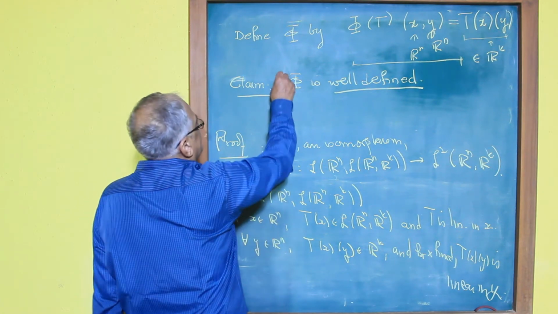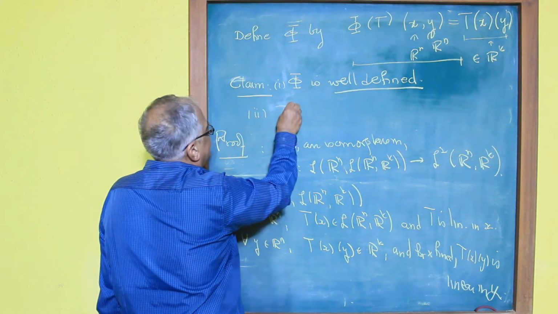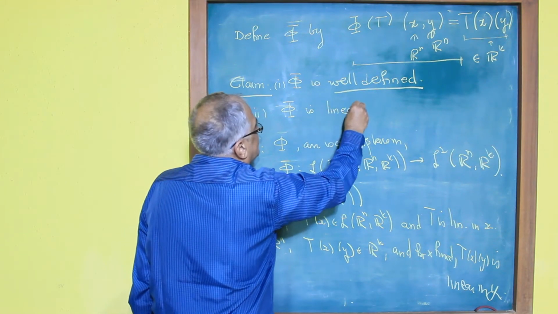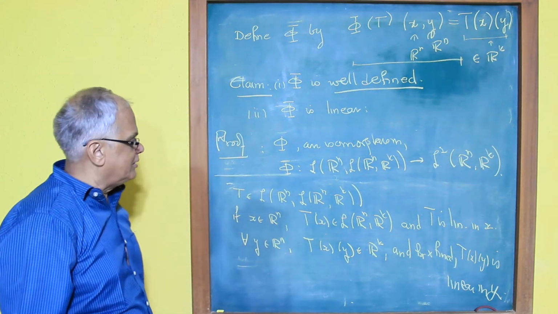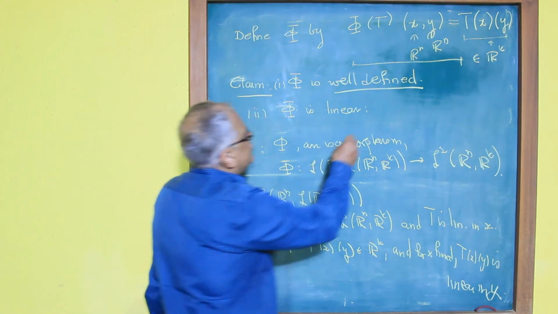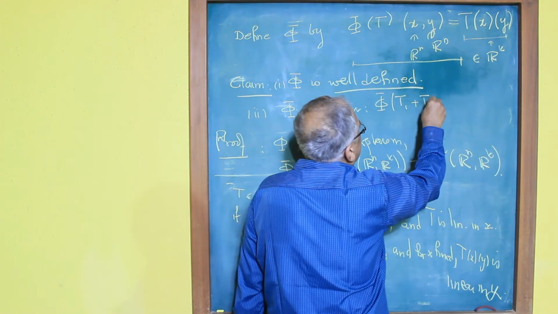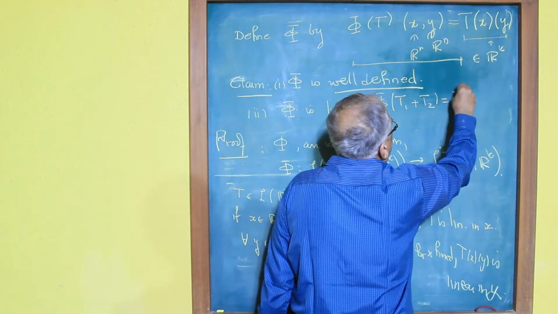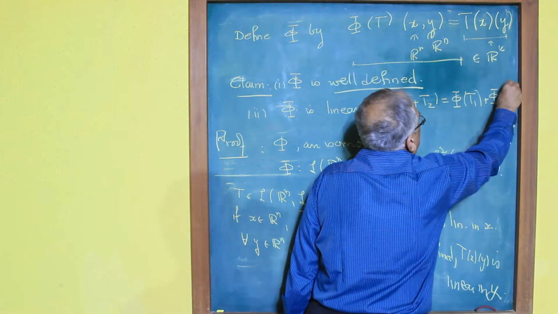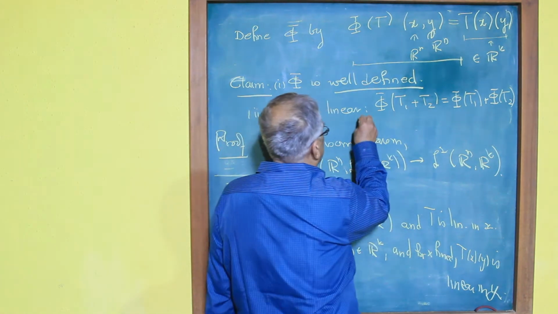Then I have to show that phi is linear. Where should it be linear? It should be linear in this space, that means it should be linear in T. This means that phi is linear in T: phi of T1 plus T2 is phi of T1 plus phi of T2, and similarly for scalar multiples by lambda.